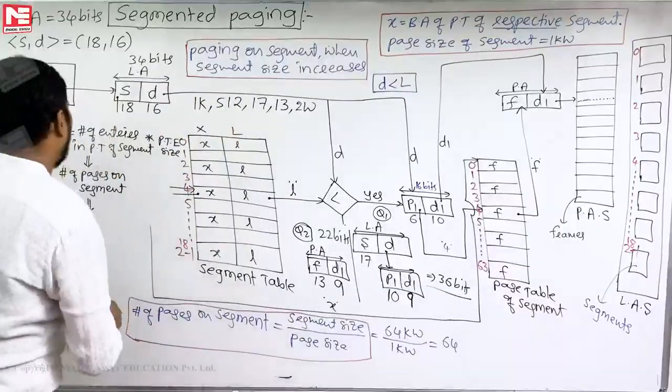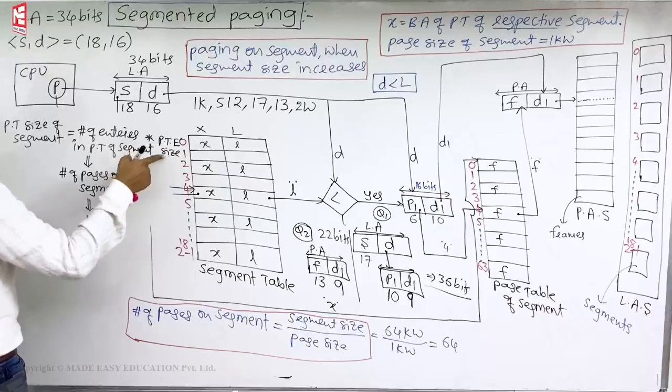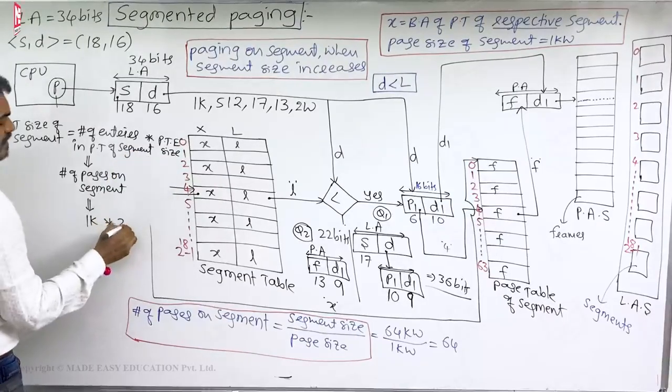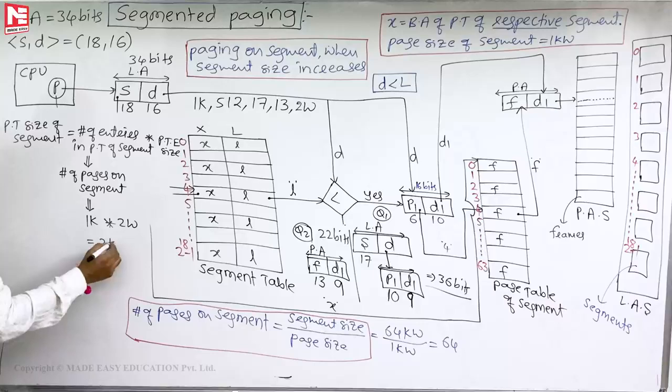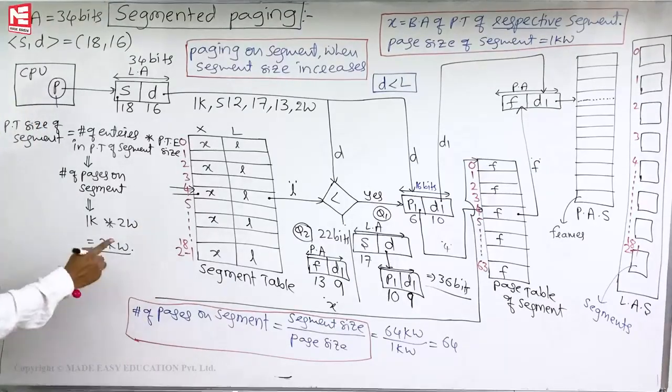1k pages. So that is okay, 1k, and multiply with the page table entry size. How much is the page table entry size given? 2 words. So that is how much? 2 kilowords. So this is how you solve the problem.